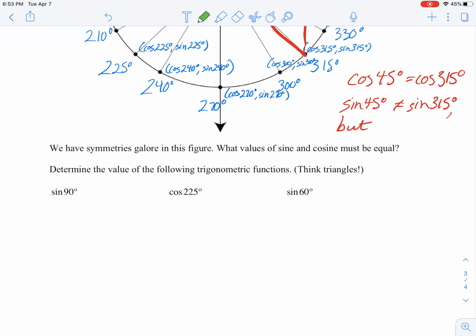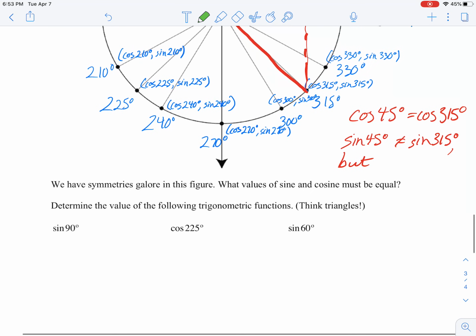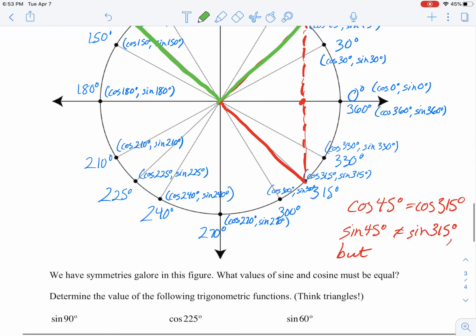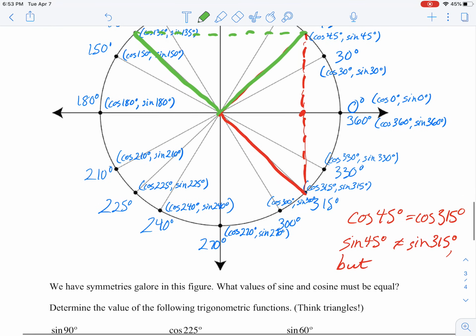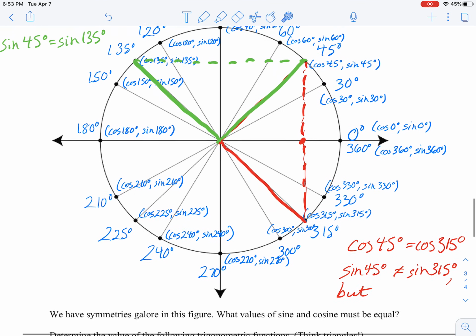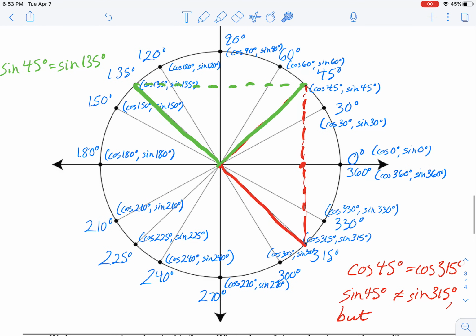Now, determine the values of the following trigonometric functions. Think triangles, but also think position. We can do some work here that just looks at where things are located. So we were told to find the sine of 90 degrees. So let's scooch up. The sine of 90 degrees, that is the y value, right? Sine of 90 degrees, that's the y value.